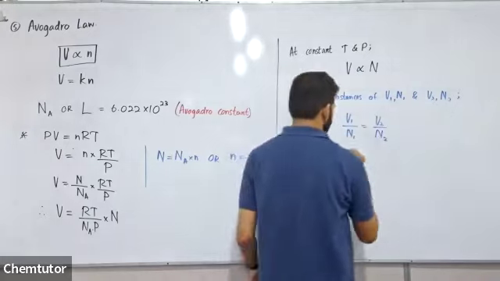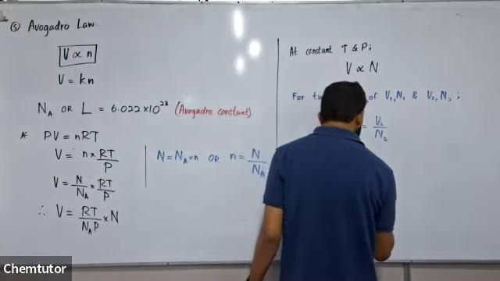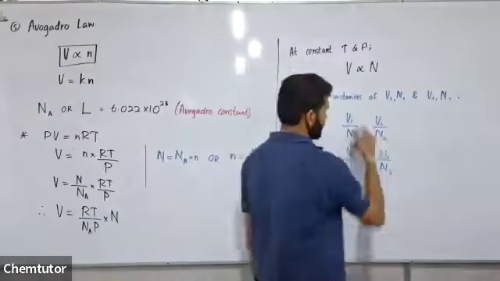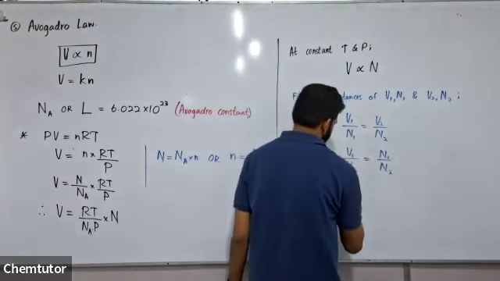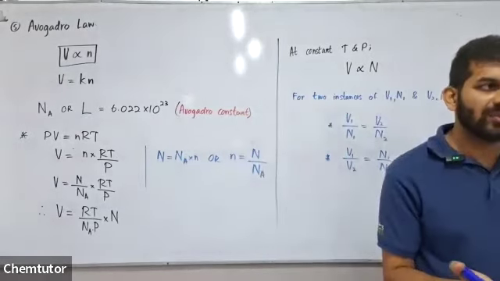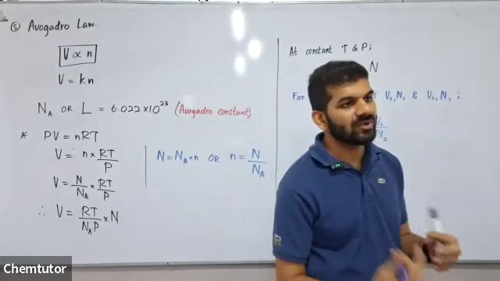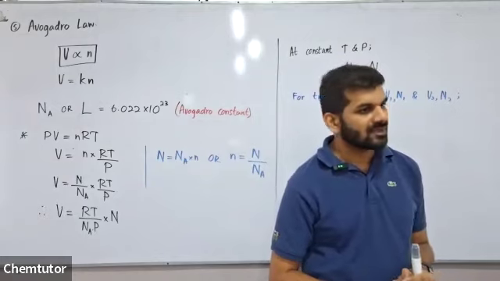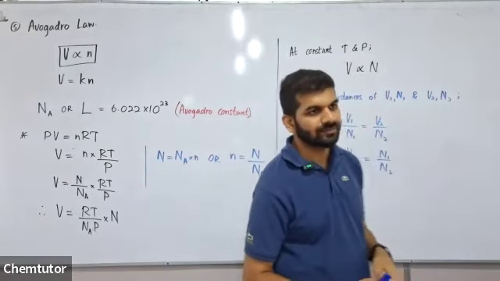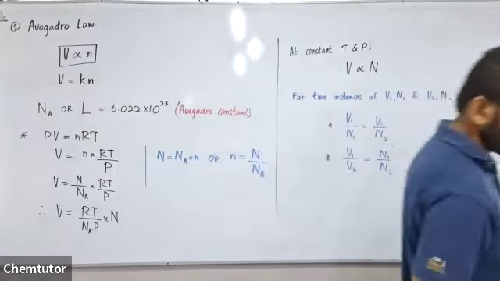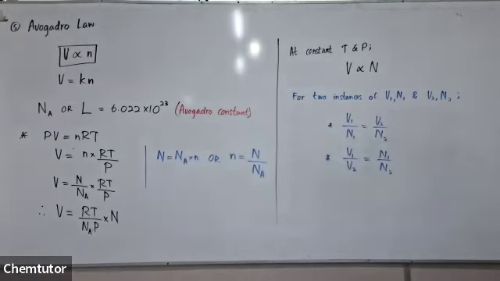Now we can rearrange this one. V1 over V2 equals N1 over N2. You can either use this one or this one. For those equations, we can use that. That means volume is directly proportional to the number of gas molecules present, because number of gas molecules is proportional to number of gas moles. Is it clear? So that is called the Avogadro rule. So you can start writing from this point and you can ask the question.